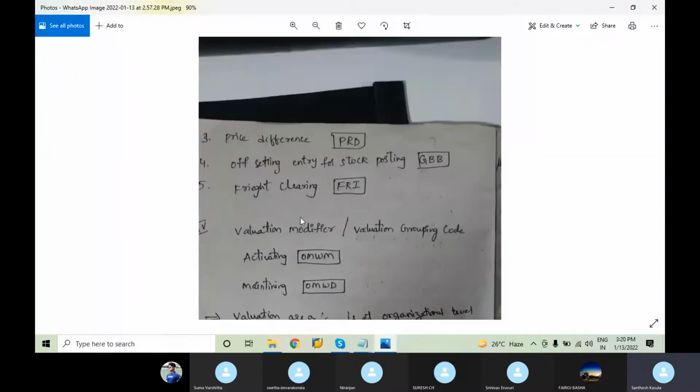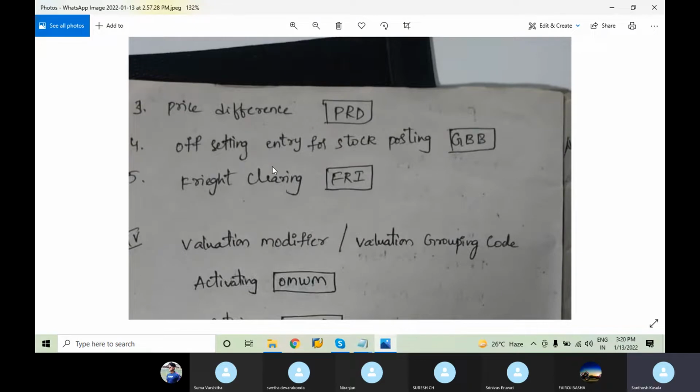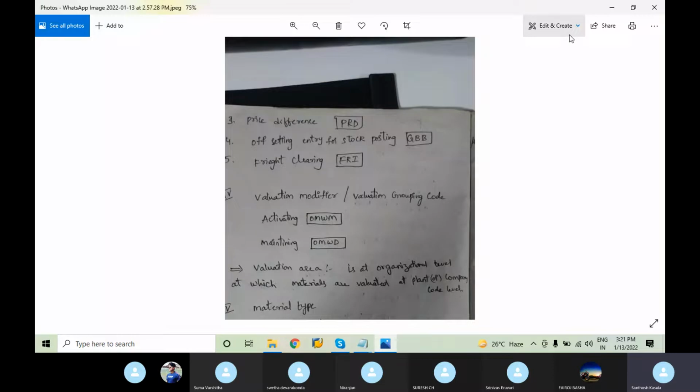Here we can see PRD. PRD means price difference, GBB means offsetting entries for stock posting, and FRI means freight clearing. There are multiple transaction keys to indicate what exactly they mean. So as we have seen, PRD means price difference, WRX means GRIR account, and BSX means inventory account. Why we use the transaction keys and GL accounts, you will understand in the further process where the integration is done.